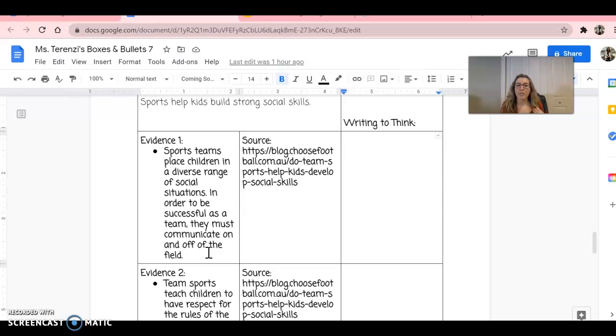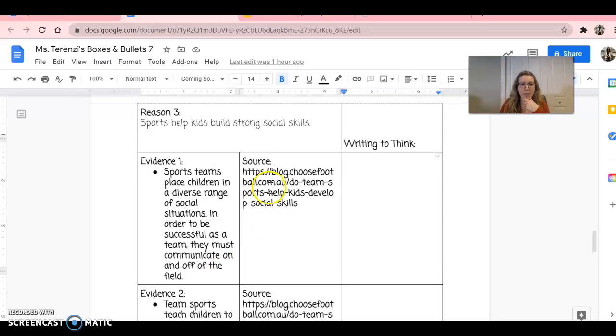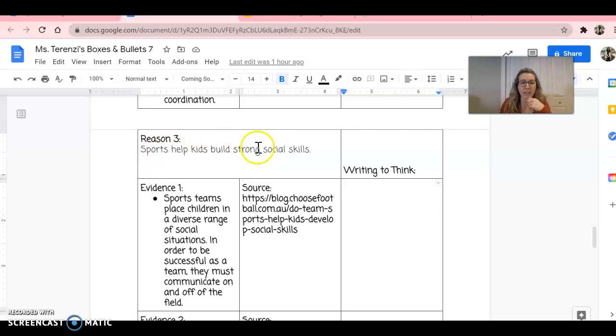Okay, so I found this to be very interesting, and I wanted to include it in my paper because I feel like that is a good piece of evidence that supports this reason. But now I need to unpack and explain to my reader why I chose to include this piece of information and how it relates back to my reason. So let me think. Sports teams place children in a diverse range of social situations. In order to be successful as a team, they must communicate on and off the field.